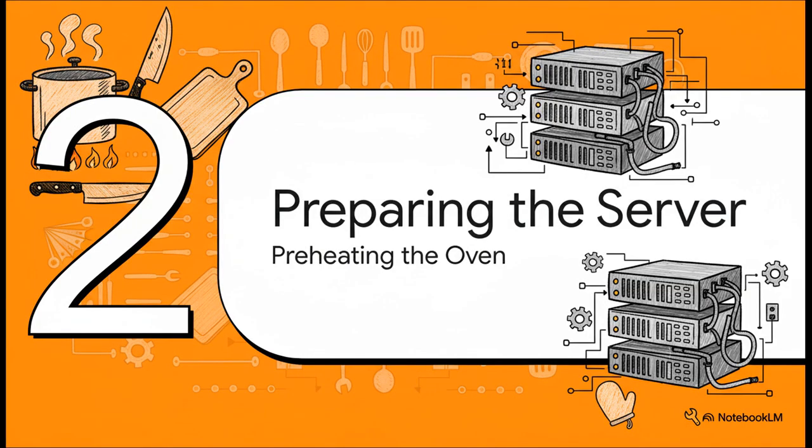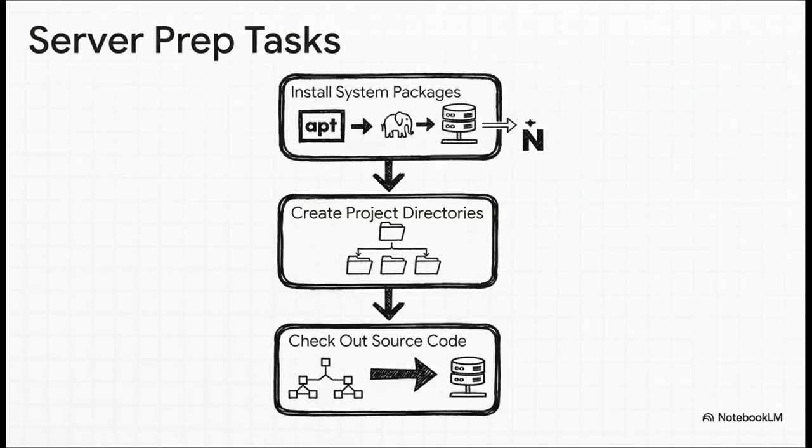All right, our recipe is all laid out. Now it's time to actually start cooking. And the first thing you do in any kitchen is prep your space. So for us, that means getting our server ready. We're basically preheating the oven and getting all the foundational pieces in place. And Ansible just makes this part a breeze.